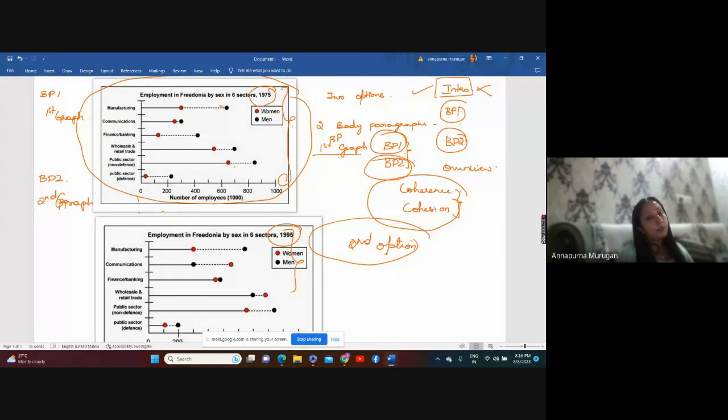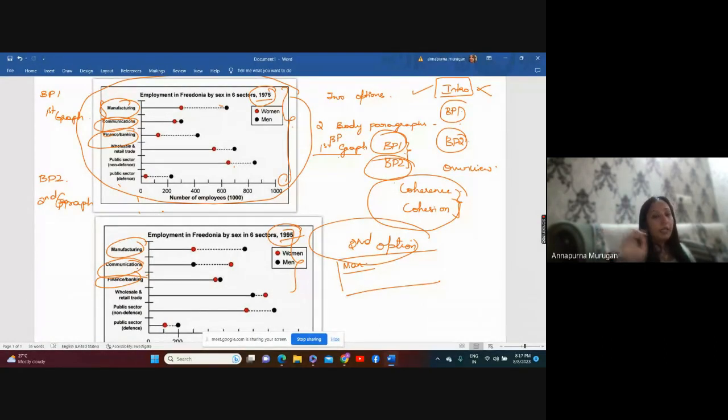Now, the second option is what? We will be mixing, doing comparisons. When you're comparing, how many sectors do we have here? Six sectors. Take three sectors in one paragraph. That means in one paragraph you compare 1975 and 1995. In the first sentence, you compare the manufacturing sector. In the second sentence, compare communications. Third, compare finance and banking. Three sentences, three comparisons, done.